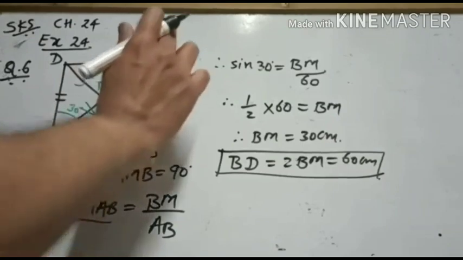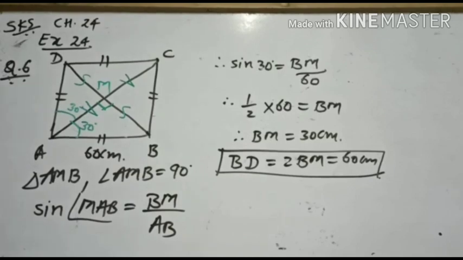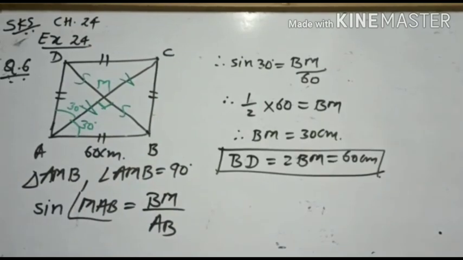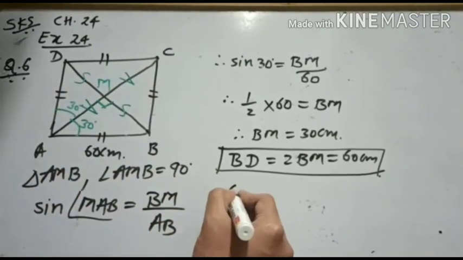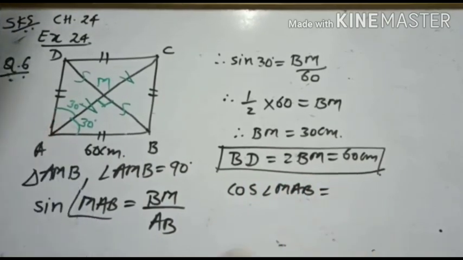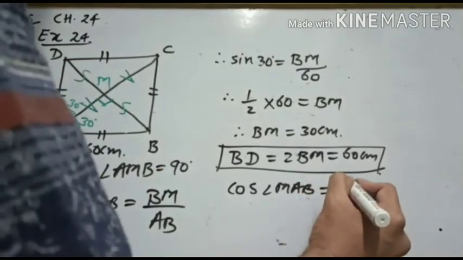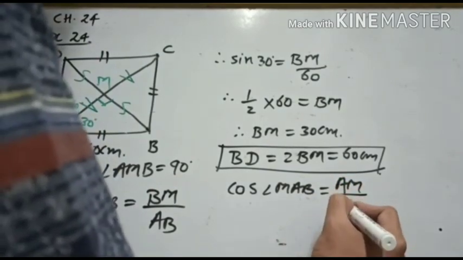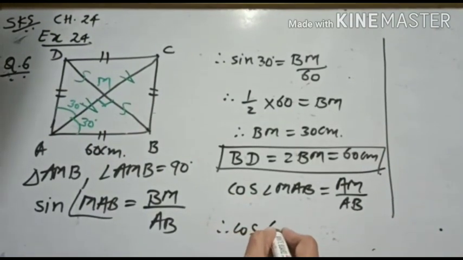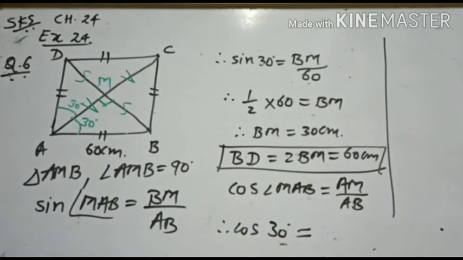Now we are supposed to find diagonal AC. How can we find it? If I can find AM, I will be able to find AC. How to find AM? I can say that cos of angle MAB will be equal to, cos is adjacent upon hypotenuse, AM upon AB. So cos of MAB is, sorry, cos of 30 degrees is equal to AM upon AB.